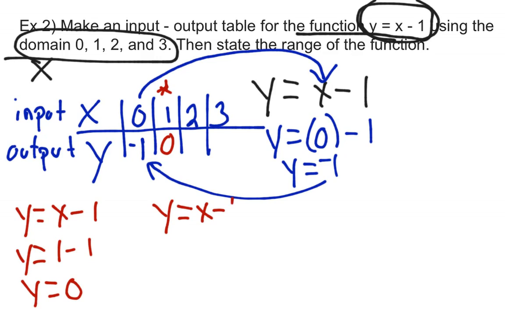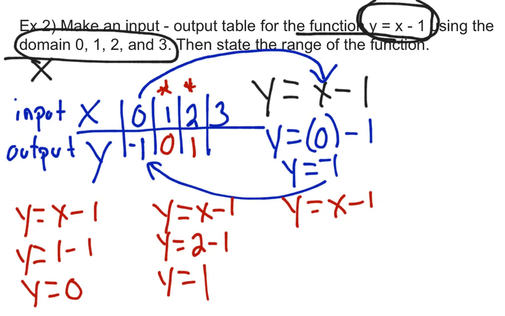So y equals x minus 1. But now I'm on to this number 2. So I put 2 in place of x. 2 minus 1. And 2 minus 1 equals 1. So when x is 2, its partner, the y, is a 1. Y equals x minus 1. I have to do this one final time with my final number, which is a 3.